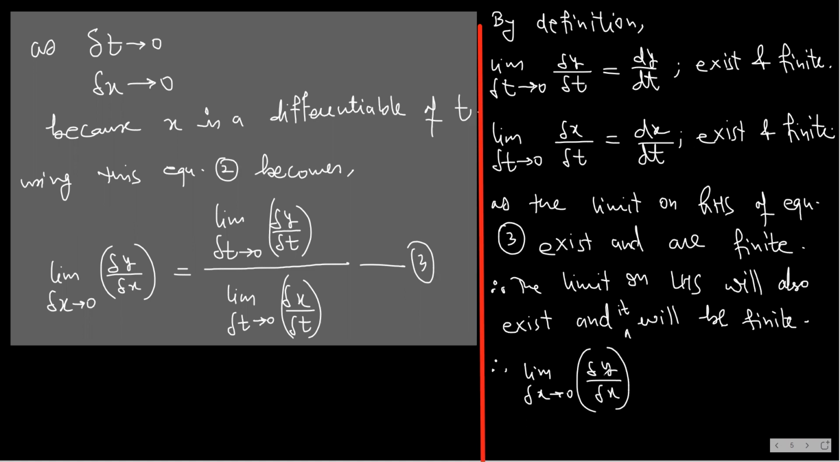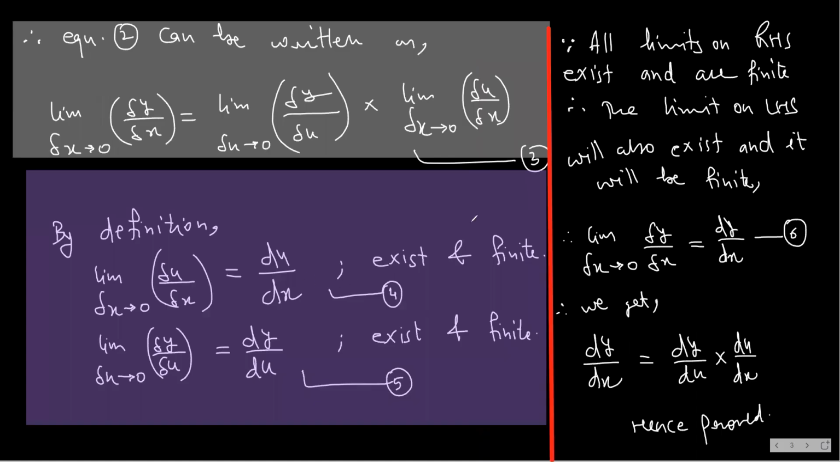So see, when you have delta y by delta x and delta x tending to 0, so this will be dy by dx. Are you getting? It will be dy by dx. See, here you had delta y by delta t and delta t tends to 0. So this was dy by dt. This was dx by dt. This will be dy by dx. Okay, similar thing happened in the last one. See, this delta y by delta x and delta x tends to 0. This is dy by dx.